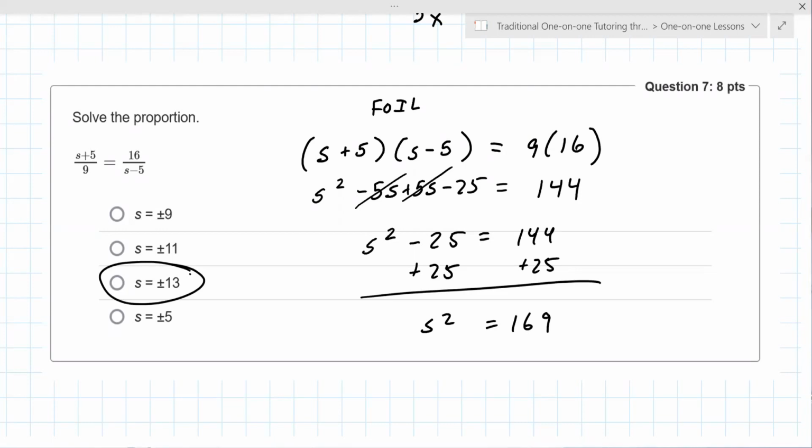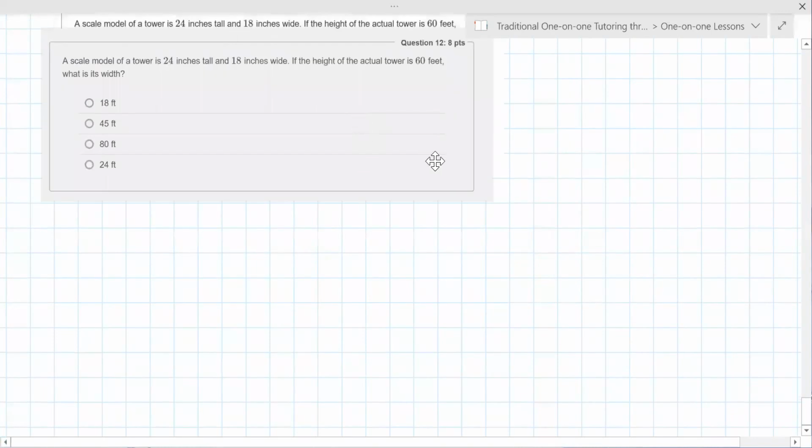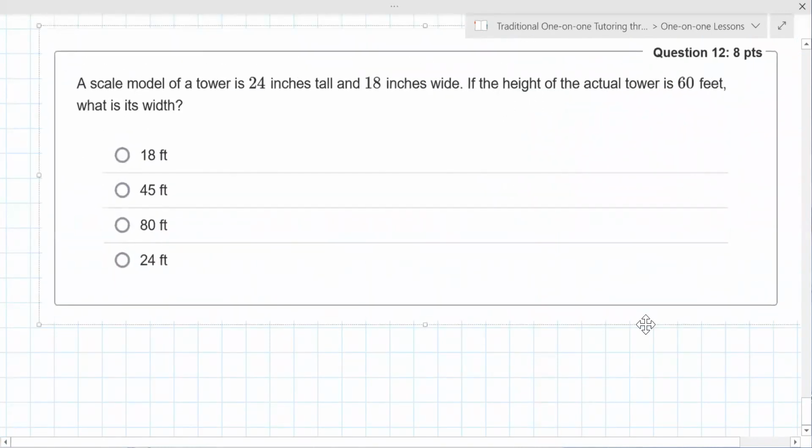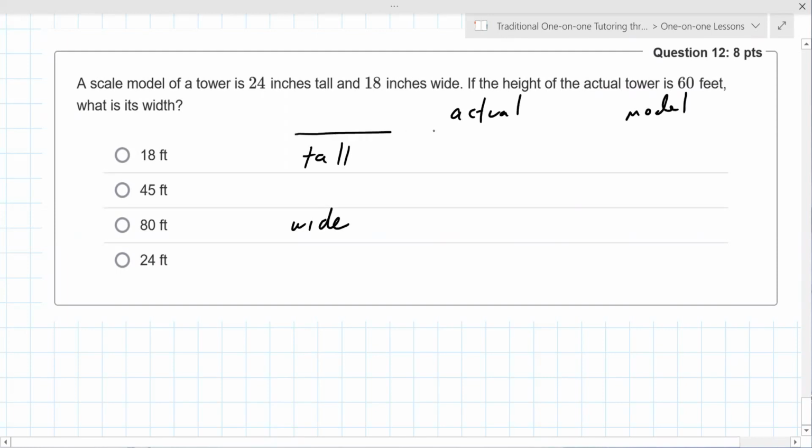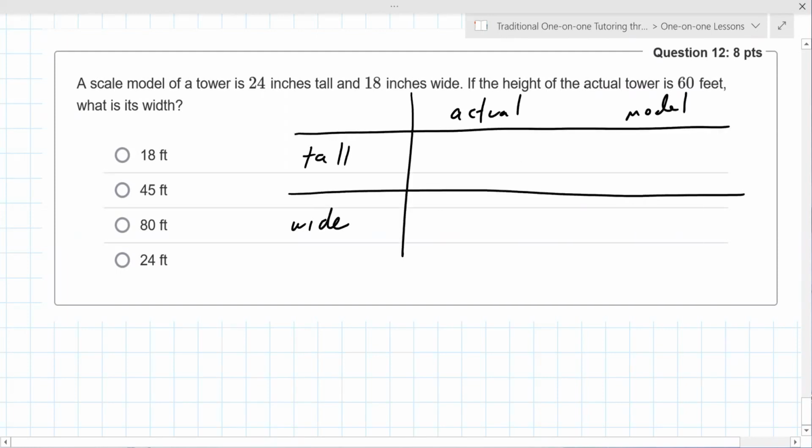All right. Sorry, let me get back to that question here. Okay, so the next question that we can do together is this one here. And I want you to try setting up the table this time. So you got the tall, you got the wide, you got the actual, and you got the model. See if you can set that up and solve the proportion for me.